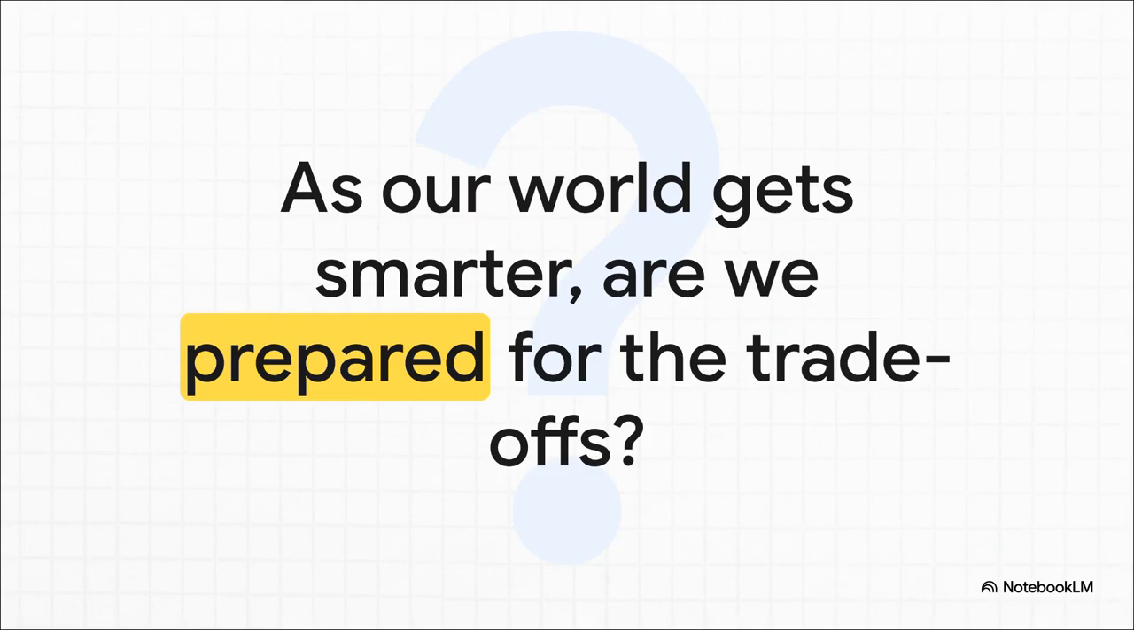So from a simple thermostat in your home to a traffic grid that manages an entire city, these monitoring and control systems are making our world more efficient and responsive. But as this web of sensors and actuators grows more and more complex and interconnected, it really forces us to ask, are we prepared for the trade-offs that come with it? That's definitely something to think about.